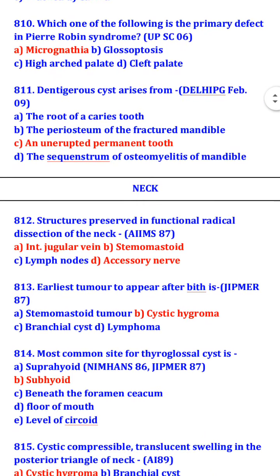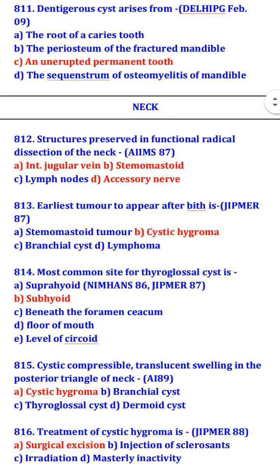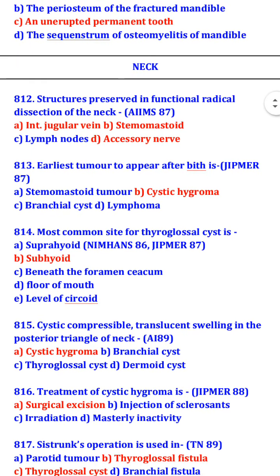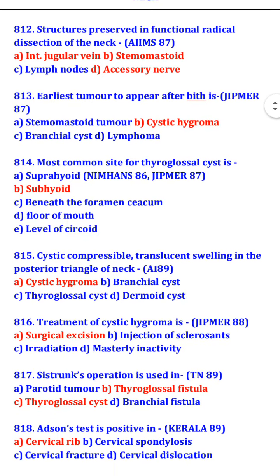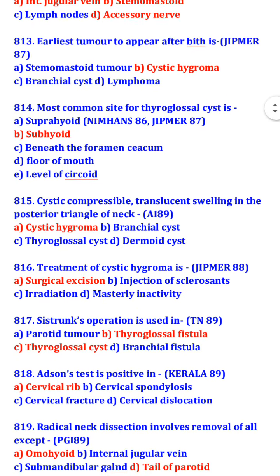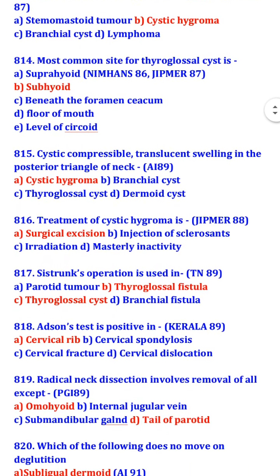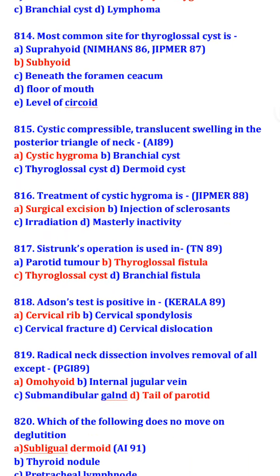Neck structures preserved in functional radical dissection of the neck: internal jugular vein, sternomastoid, and accessory nerve. Earliest tumor to appear after birth is cystic hygroma. Most common site for thyroglossal cyst is subhyoid. Cystic compressible translucent swelling in the posterior triangle of the neck is cystic hygroma. Treatment of cystic hygroma is surgical excision.